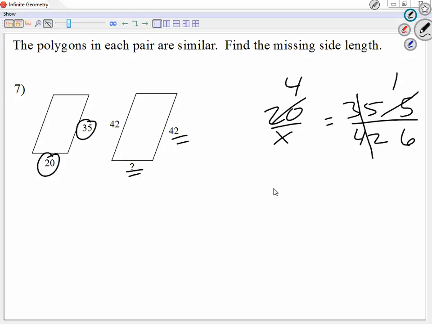So I have 4 over x is equal to 1 over 6. I know 4 and 6 can both be divided by 2, but I cannot simplify diagonals. So as a reminder, do not simplify diagonals. So what's x? 24.